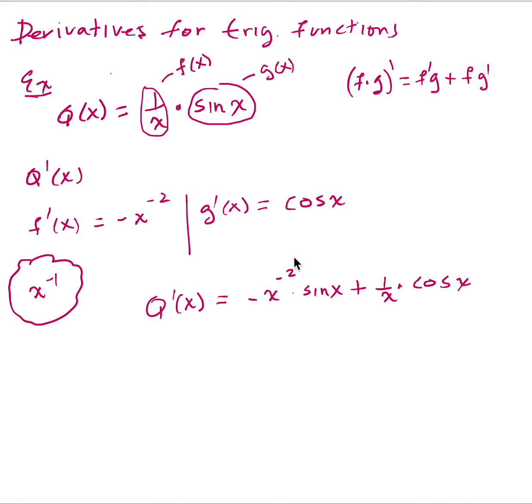Now, as I was mentioning in class, we don't really like negative exponents, so we can rewrite this term in a different way, but it doesn't really change the expression that much. Let's take a look. Negative 1 over x squared times sine of x plus 1 over x times cosine of x. Okay, guys? And there you have it. That is the derivative of q of x.